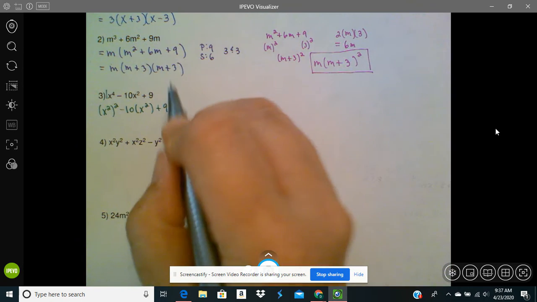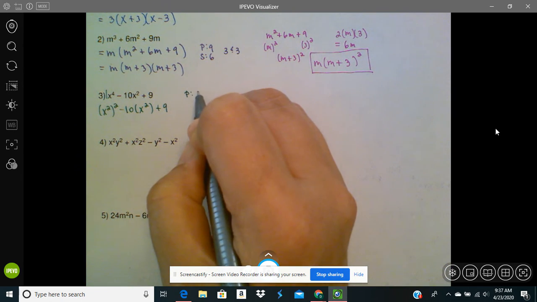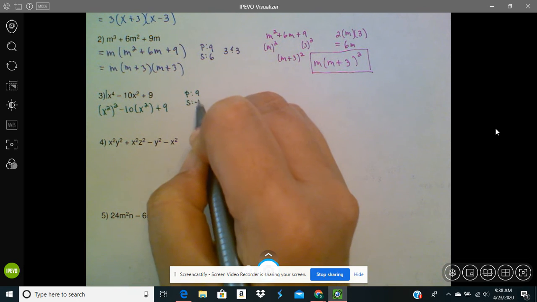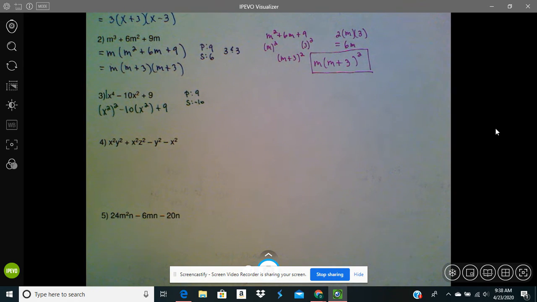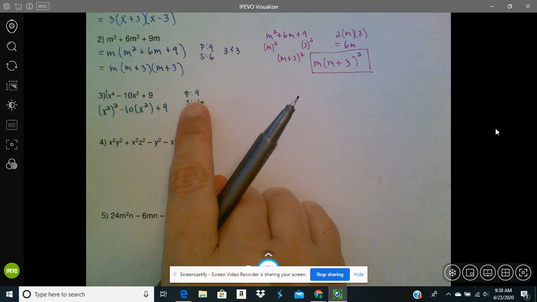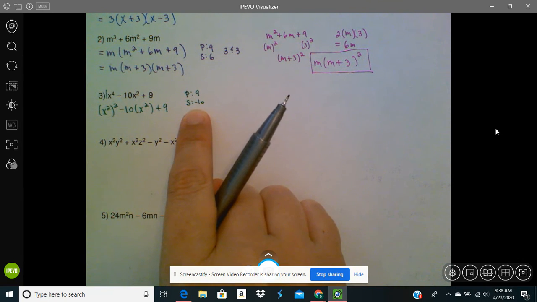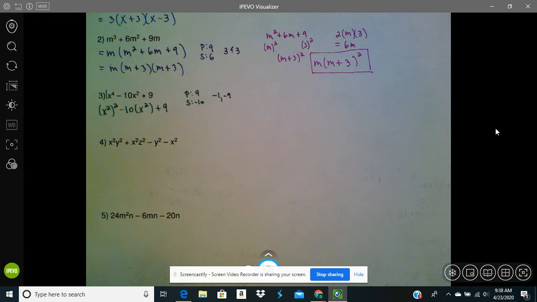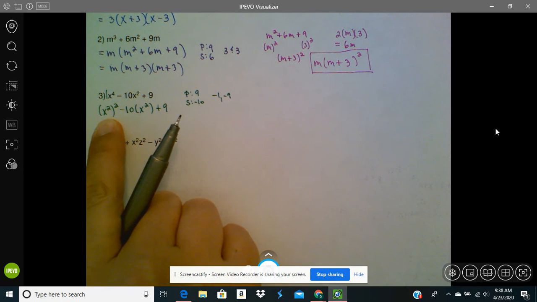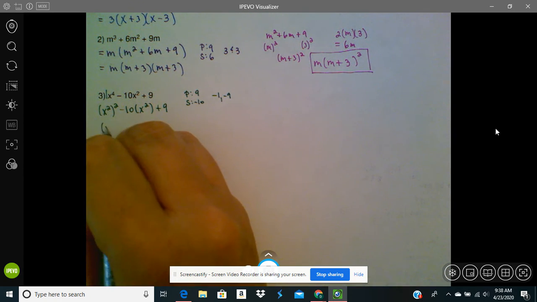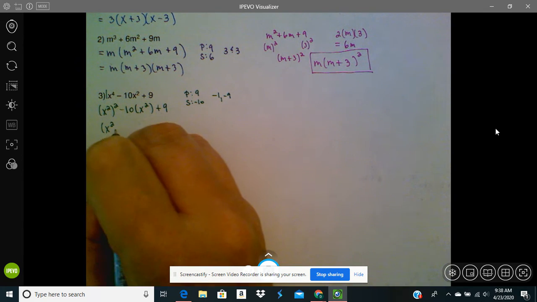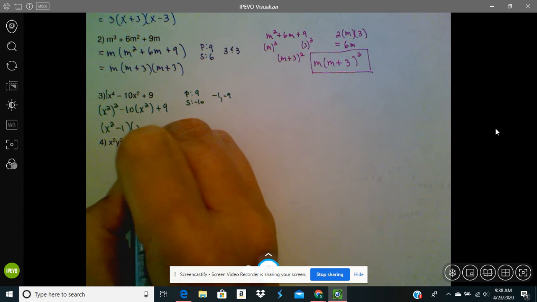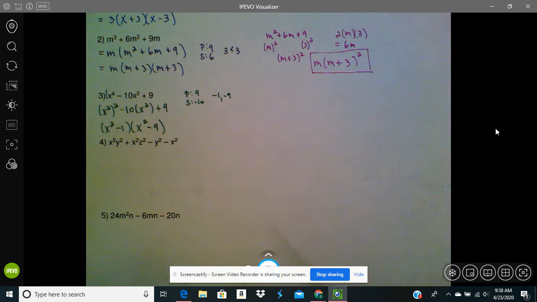All right. I need two numbers that have a product of 9 and a sum of negative 10. Well, guess what? In order to have a positive product, the numbers have to be the same sign. In order to have a negative sum, that means both of the numbers are negative. So the numbers will be negative 1 and negative 9. So see this here? This is what gets written in the parentheses. So we get x squared minus 1 times x squared minus 9.